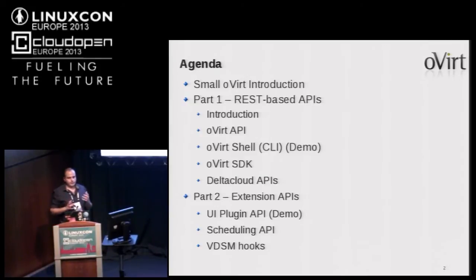Now, that part is basically the basics for the second part, in which we'll talk about how we can extend the functionality of the oVirt engine and modify its behavior in different fields using UI plugins to change the UI, scheduling APIs or scheduling plugins in order to change the way oVirt schedules VMs in its environment, and VDSM hooks. Now, the first two, UI plugins and scheduling API, you would basically use them in addition to using the oVirt SDK, for example, in order to do different operations. So that's why I divided it into these two sections.